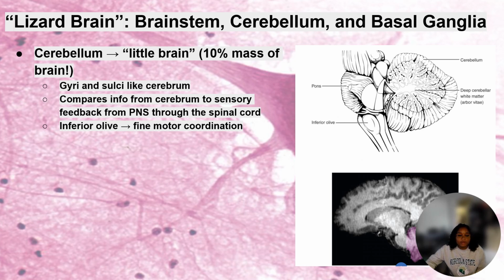Now we're going into the cerebellum, which is your little brain, literally Latin for little brain. And because it looks like a little brain, it's located right underneath your cerebral cortex. It looks like this, and it has the gyri and sulci, just like your cerebral cortex. And it compares the information from your cerebrum to the sensory feedback from your peripheral nervous system through the spinal cord. And then you've got this inferior olive that is for fine motor coordination.